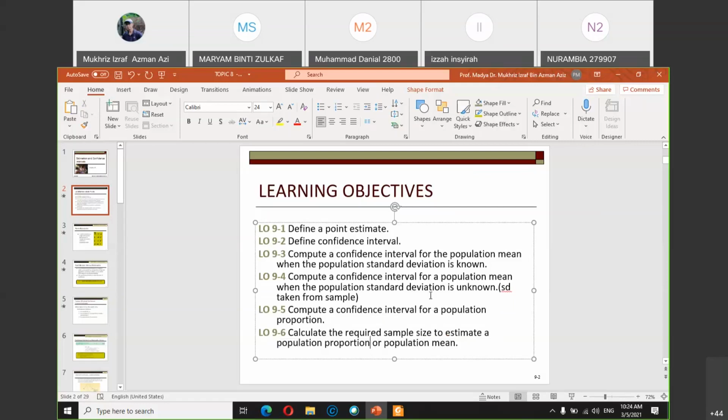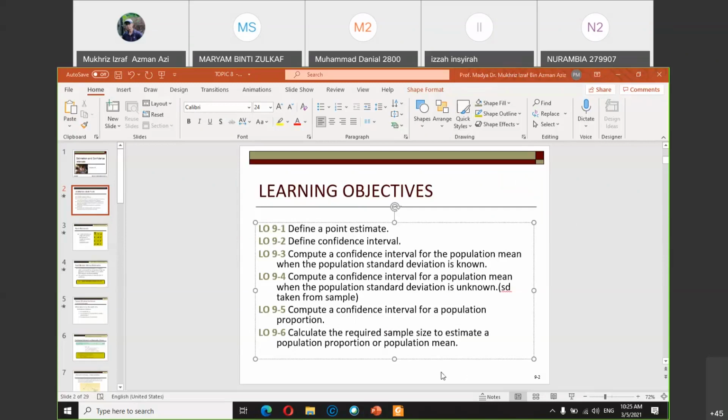So besides sigma known and sigma unknown, we also have another perspective on how to calculate confidence interval, which is based on proportion. Proportion means the ratio. For example, what is the ratio of male students in UUM? The total number of males divided by the whole, male plus female, then you get the proportion. So the word proportion basically refers to the ratio.